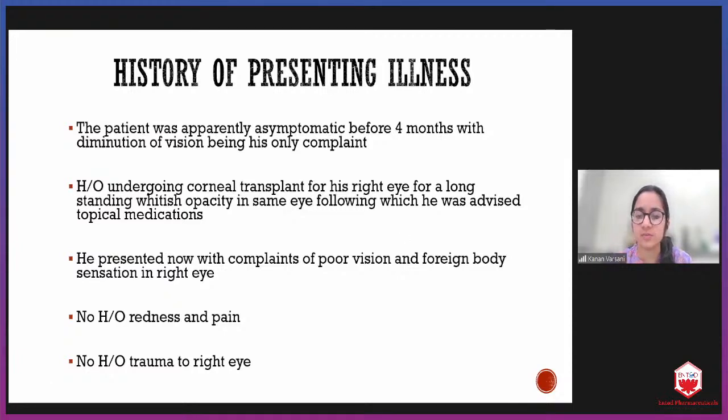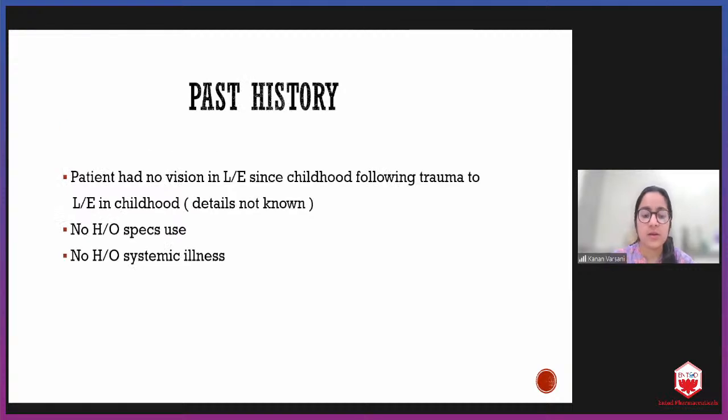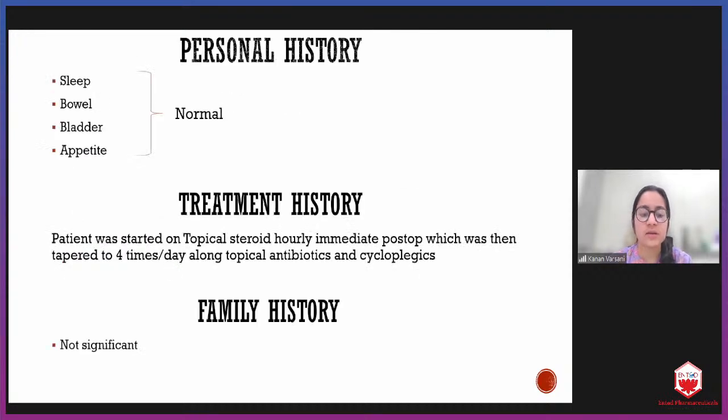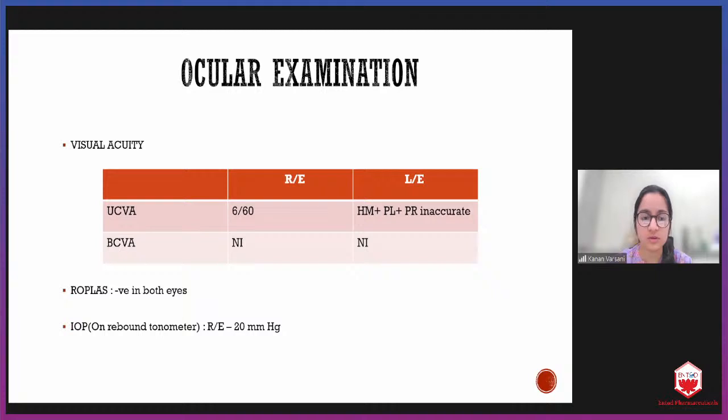There was no history of redness, pain or trauma to the right eye. The patient had no vision in the left eye since childhood following trauma to the left eye, details of which were not known. There was no history of specs use and no history of systemic illness. The sleep, bowel, bladder, and appetite were normal. On treatment history, the patient was started on topical steroids hourly immediately post-op, which were then tapered to 4 times per day, along with topical antibiotics and cycloplegics. The family history was not significant.